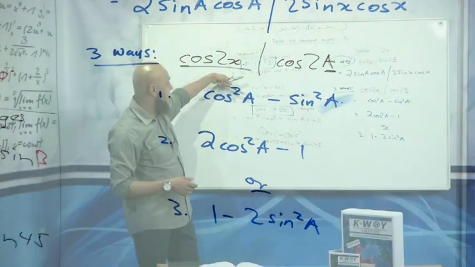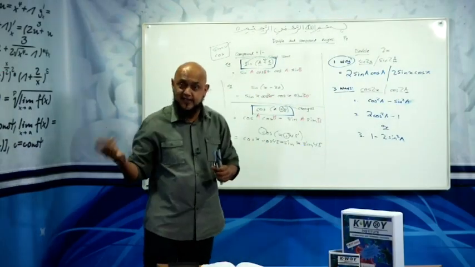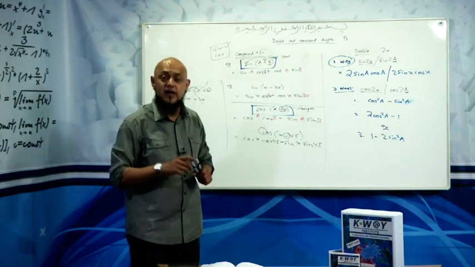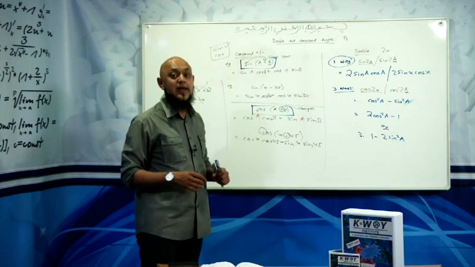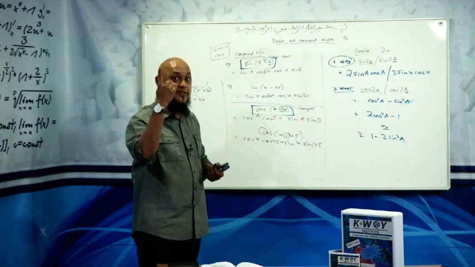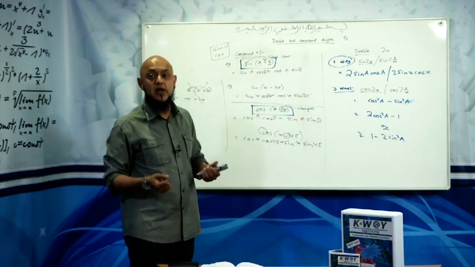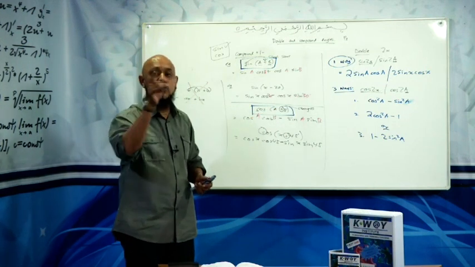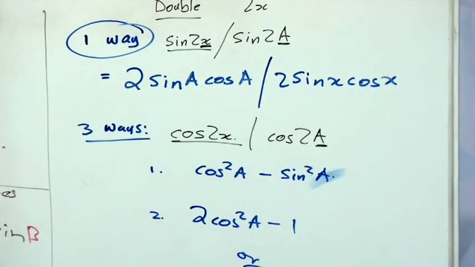Compound angle, there are the 2 formulas. Sine a plus b: sine cos, cos sine, the sign stays the same. Cos of a compound angle: cos cos, sine sine, the sign changes. Sine 2a can only be broken up in how many ways? One way: 2 sine a cos a. But cos 2a can be broken up in how many ways? 3 ways: cos squared a minus sine squared a, 2 cos squared a minus 1, or 1 minus 2 sine squared a.